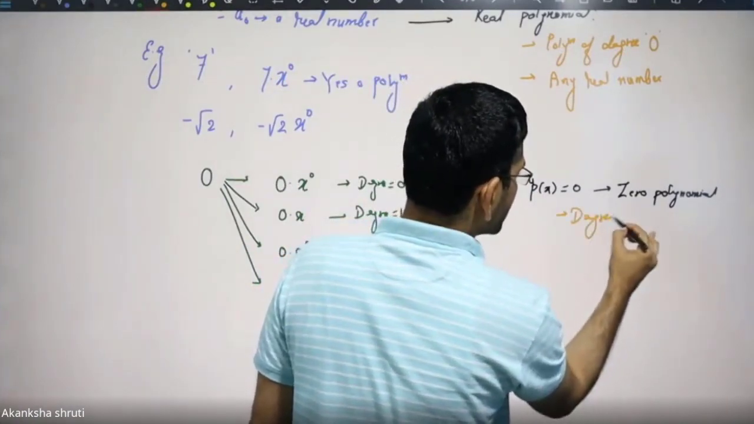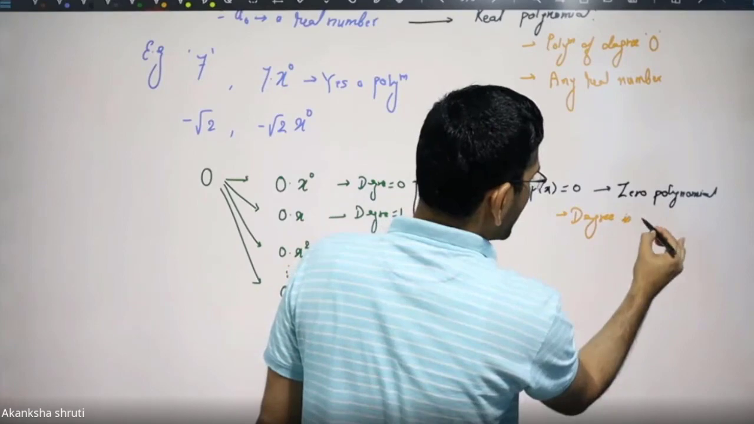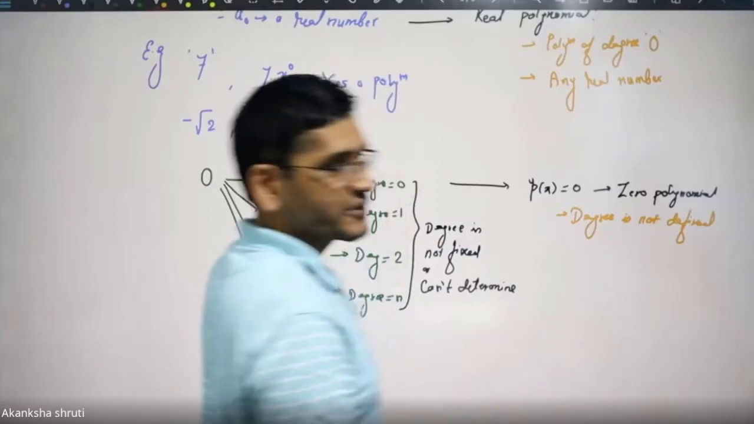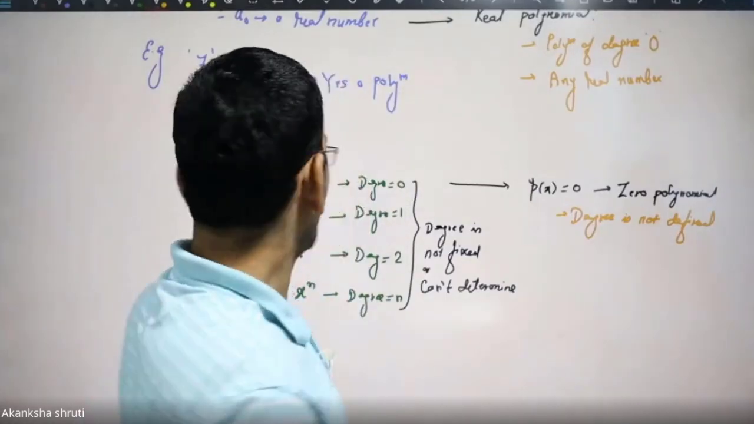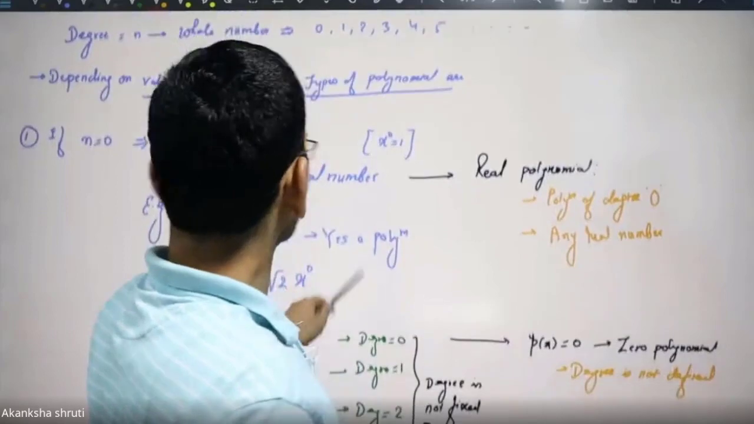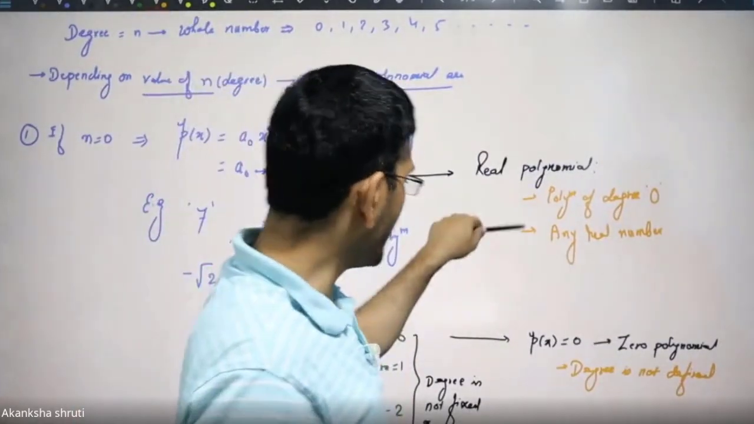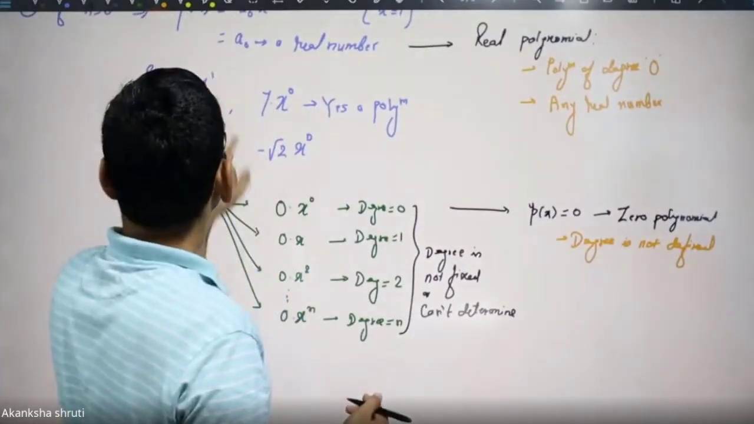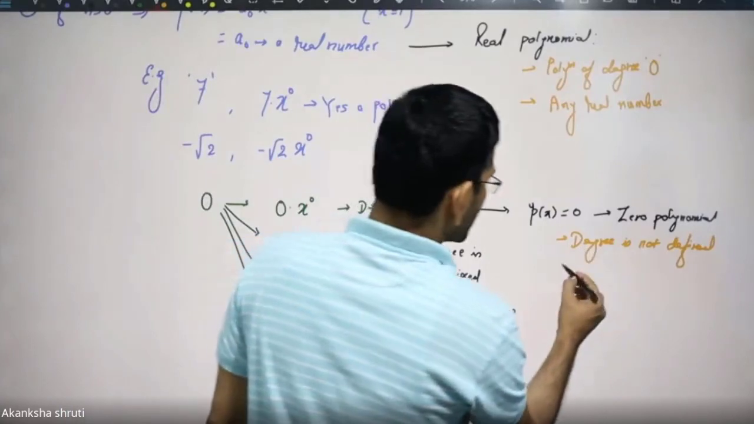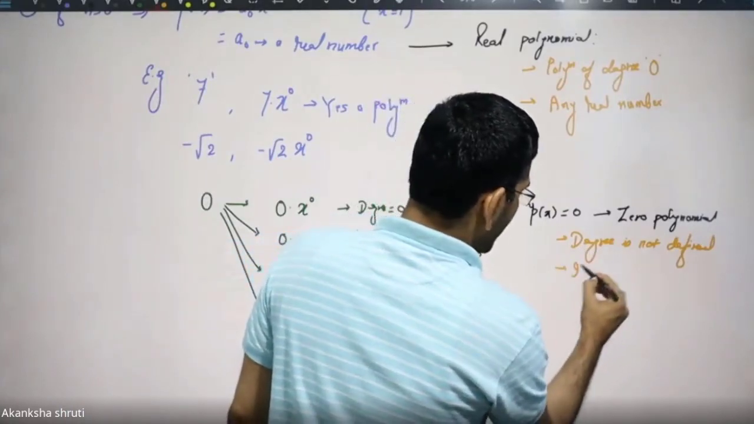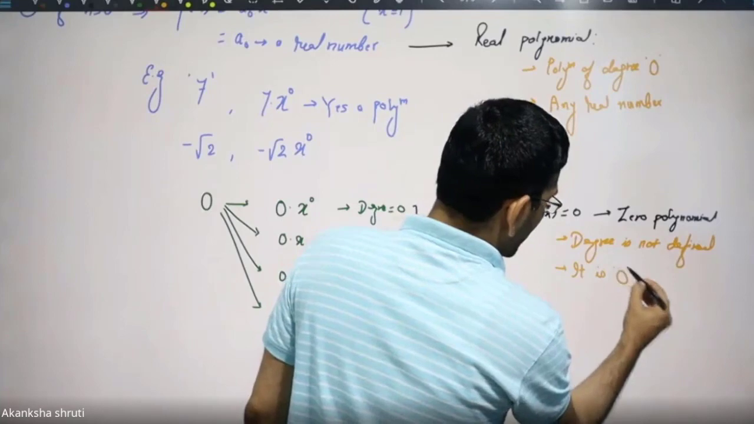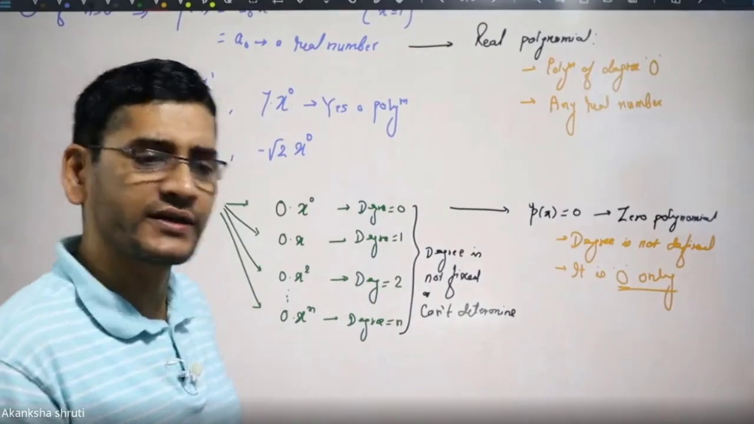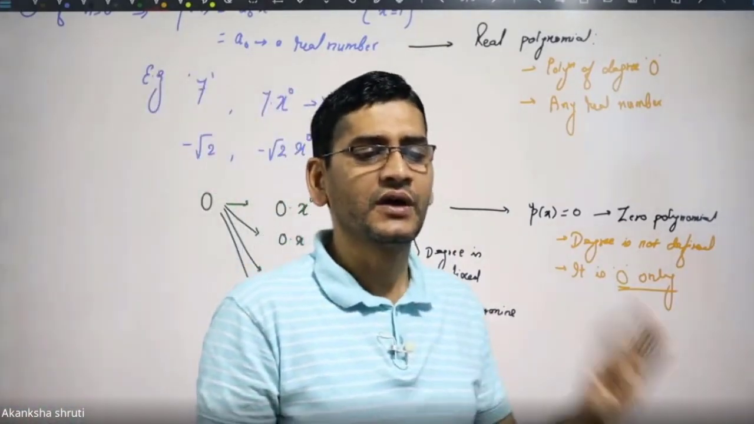Keep in mind, it is asked as an MCQ. Degree is not defined. Degree can be 0, 1, 2, 3, anything you can say like that. But for a real polynomial, any nonzero real number has degree 0, as x to the power 0. For the 0 polynomial, it is 0 only. Only this one 0 is called the 0 polynomial. All the other real numbers are called constant polynomials.